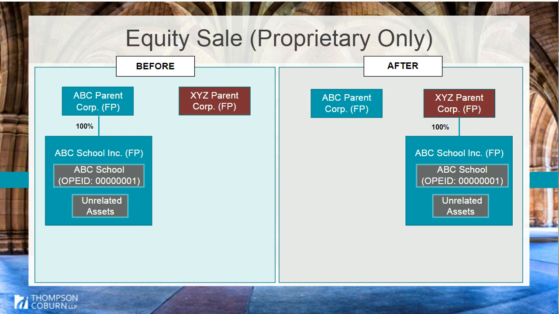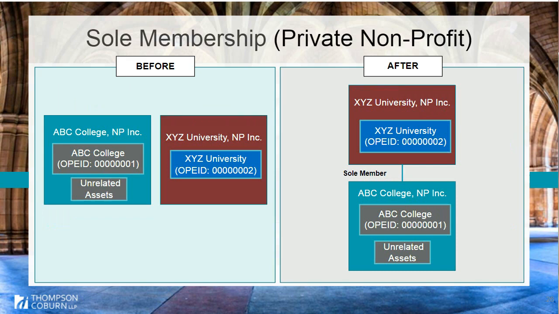What's interesting is there's also sort of an equivalent of a stock acquisition on the private nonprofit side, and we see this as well. So in this case, we've got two nonprofits, right? You got ABC College, which is a nonprofit, and again, XYZ University. And you can see right now, you've got two distinct legal entities, right? And then inside each of those legal entities, you've got a regulated entity, or the school is recognized by the department and the accreditor, et cetera.